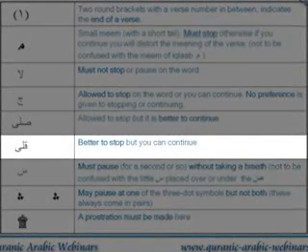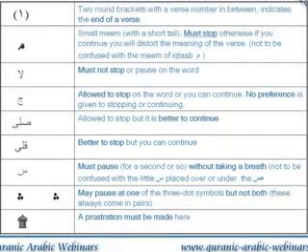Then we have the next one, which is qila, which is qaf, lam, and then the ya symbol. And this one is the opposite, which is better to stop, but you can continue. So you should really stop, but if you carry on, it doesn't matter, it's not wrong.